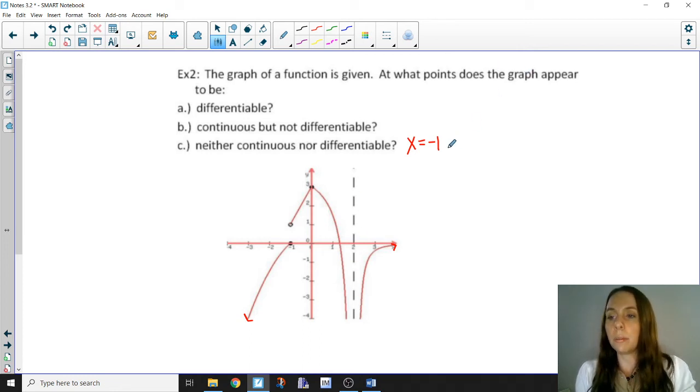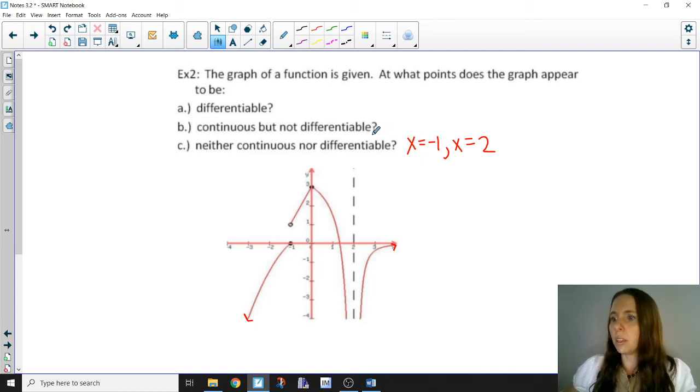Okay, so we'll go back up here and we'll say x equals 2, because it's a vertical asymptote, is another place where it is neither continuous nor differentiable. All right, now let's go to part B. Where is it continuous but not differentiable? Okay, we have, I think, just one point.